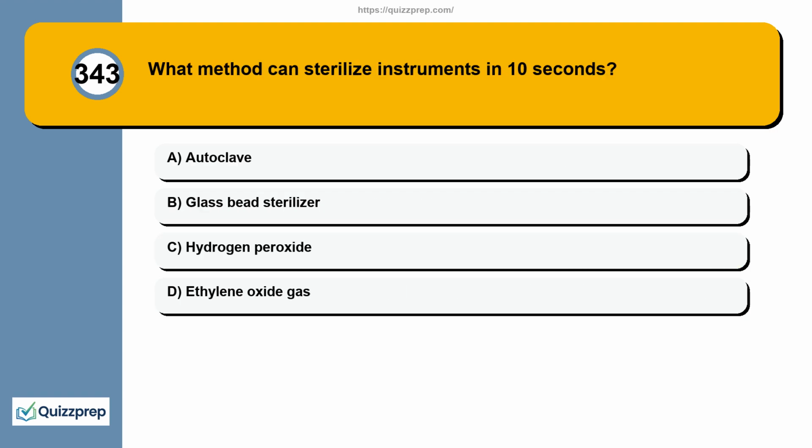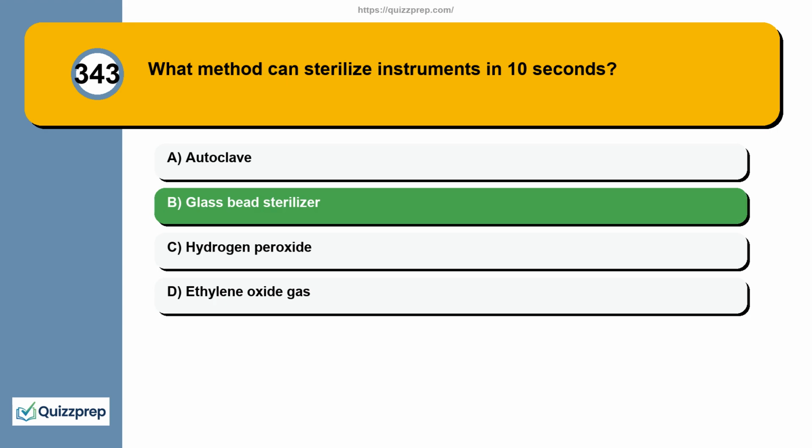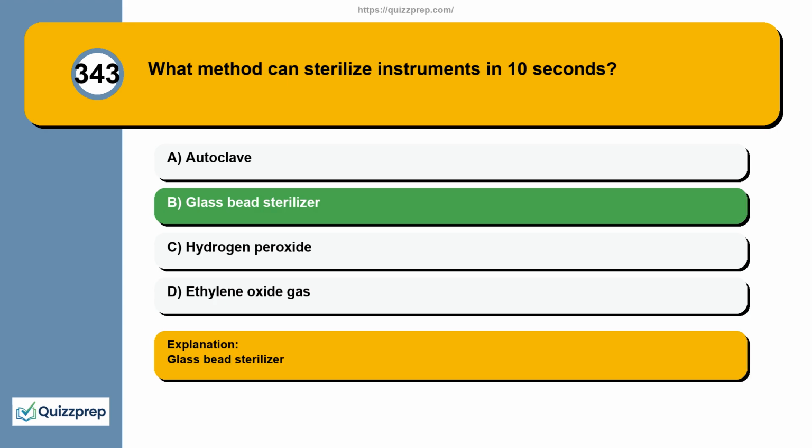Question 343. What method can sterilize instruments in 10 seconds? Option A. Autoclave. Option B. Glass bead sterilizer. Option C. Hydrogen peroxide. Option D. Ethylene oxide gas. The correct answer is option B. Glass bead sterilizer.